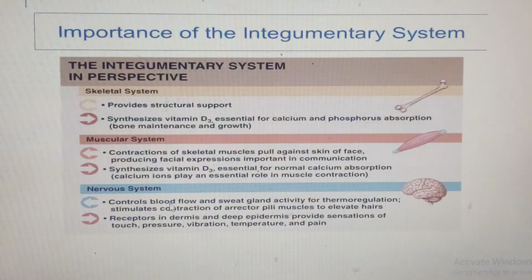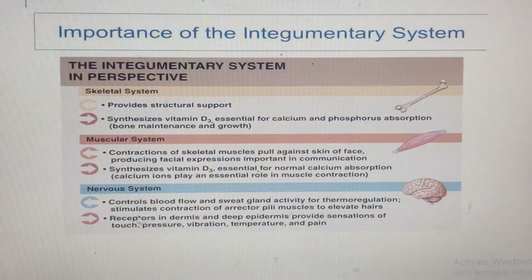And then upon contraction, of course, the smooth muscles, the erector pili muscles, upon being stimulated by the autonomic nervous system, because they're smooth muscle, involuntary muscles, will help in contraction and elevation of the erector pili muscle.